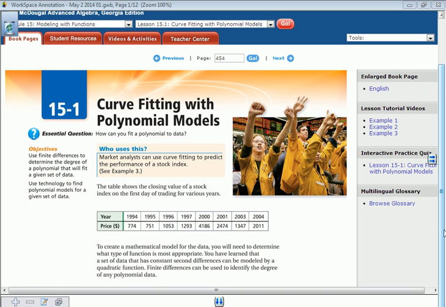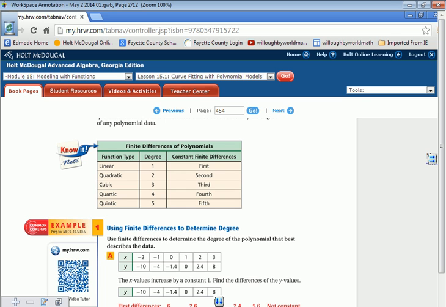What they've given us in this example is a table showing the closing value of the stock index on the first day of trading for different years, and we have some from 1994 up to 2004. And we're supposed to create a mathematical model for this data to determine what type of function is most appropriate. And we're going to use what we've learned so far on how to determine what type of graph this is. Since we will be using our graphing calculators, make sure you have those out, make sure you have those on, but we're going to look at it algebraically first.